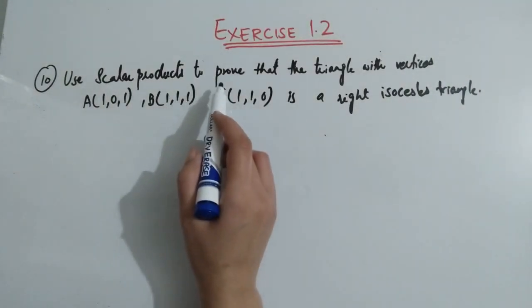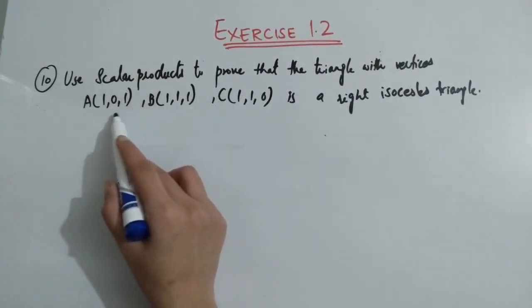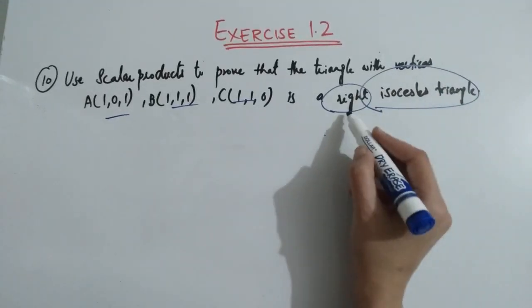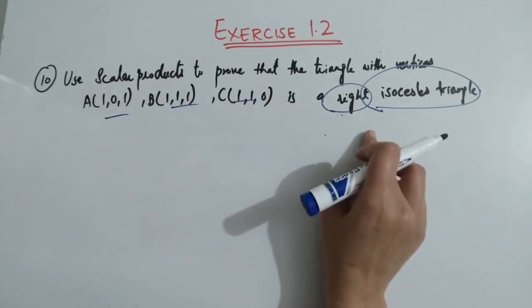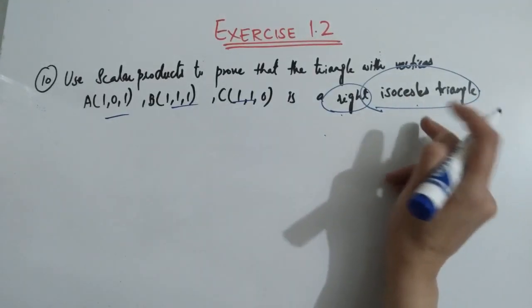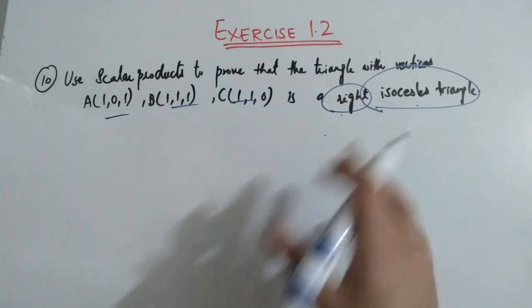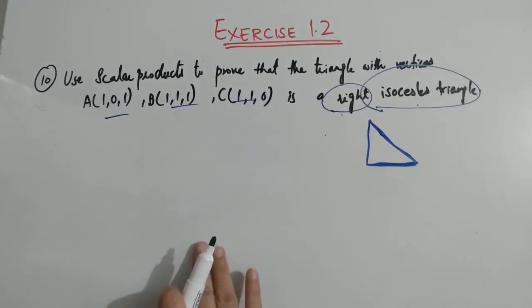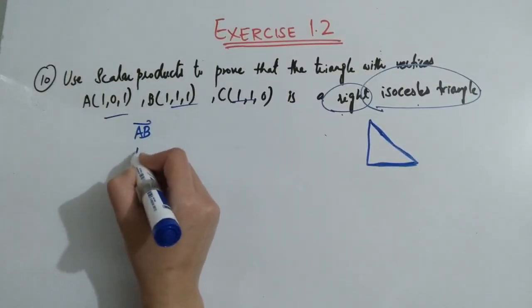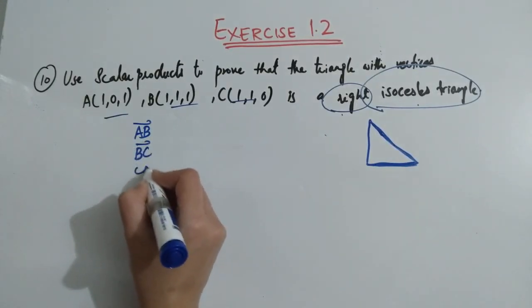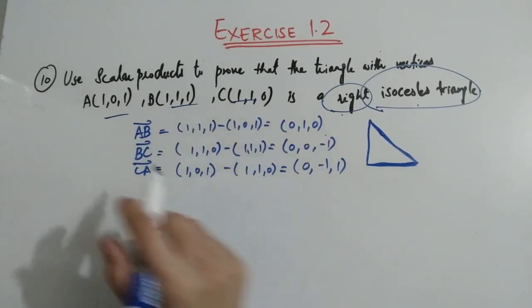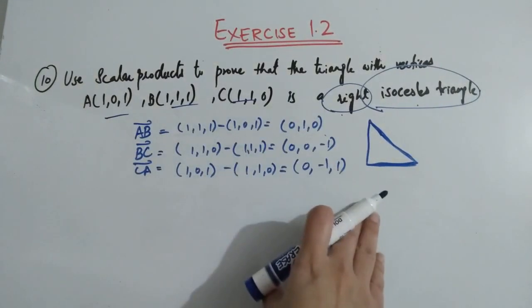Use the scalar product to prove that the triangle with these three vertices is a right isosceles triangle. Right means that it should make an angle of 90 degrees between two vectors, and isosceles means that the magnitudes of two sides should be the same. So let's start. You should first find the vectors made by these vertices, that are AB, BC and CA, using the difference.